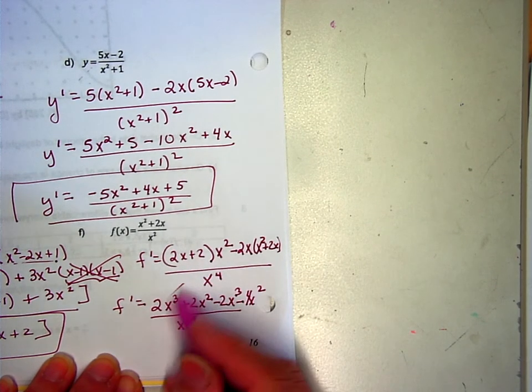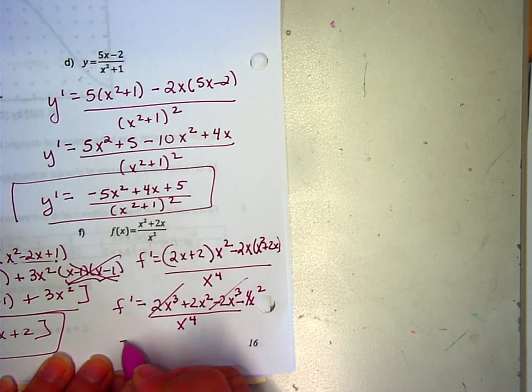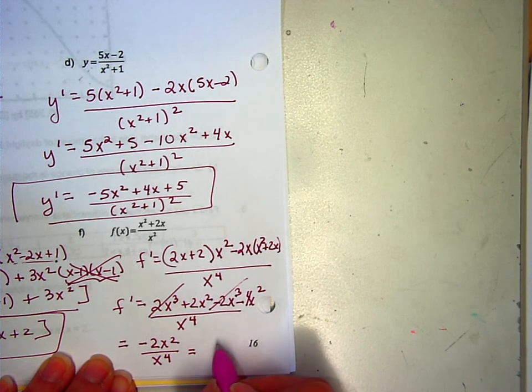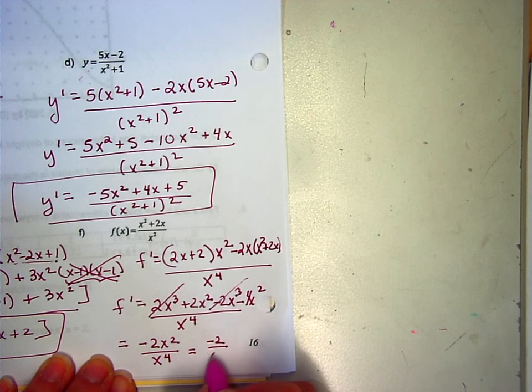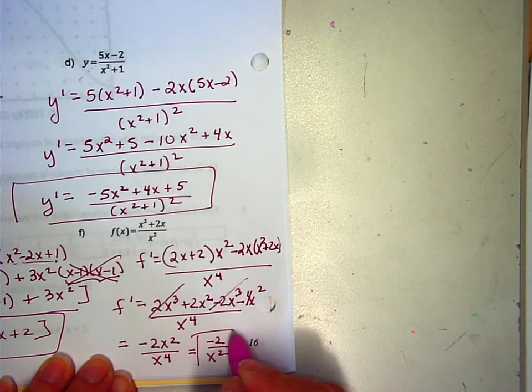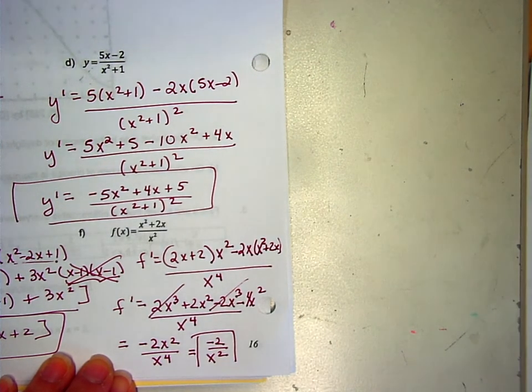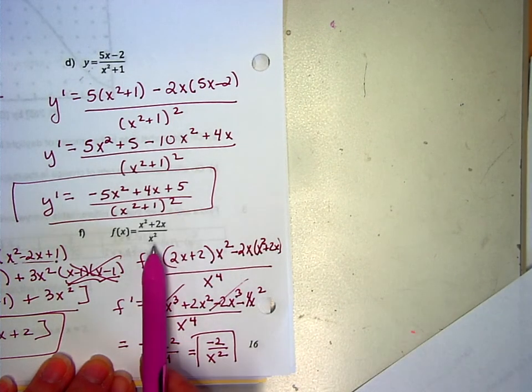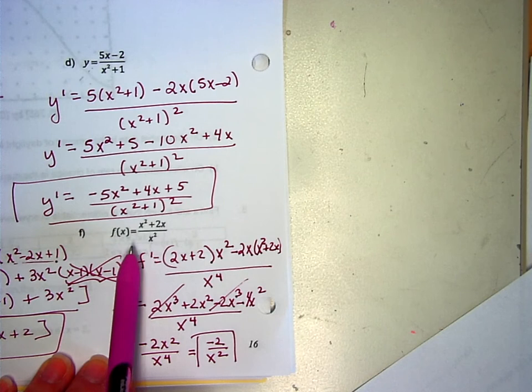Notice the 2x cubes will drop out. I have a negative 2x squared all over x to the 4th, and that's going to simplify to negative 2 over x squared. Okay. Now, one last thing about letter F. So this is where you have to decide, is it easier to do the quotient rule? Or this one, it would actually have been easier if you had simplified it first.